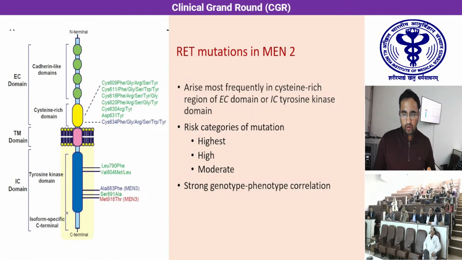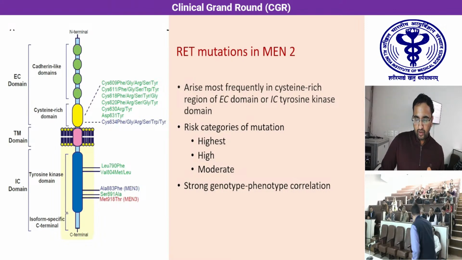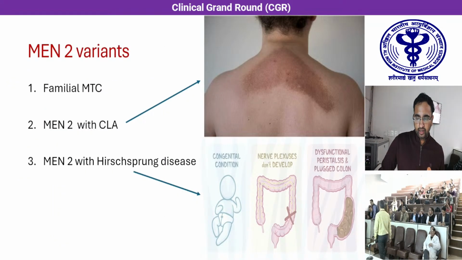Coming to MEN2, it basically arises from a mutation that most frequently occurs in the cysteine-rich domain in the extracellular domain and the intracellular tyrosine kinase domain. There is a strong genotype and phenotype correlation in MEN2 syndrome, and the mutations are further categorized based on the risk of medullary thyroid cancer into highest, high, and moderate. Various variants in MEN2 syndrome are familial medullary thyroid carcinoma, MEN2A with cutaneous lichen amyloidosis, and Hirschsprung disease.